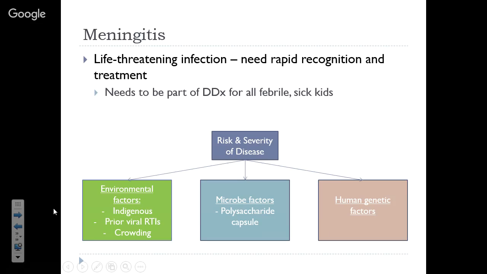Meningitis is typically a life-threatening condition, so it often needs rapid recognition and treatment. And generally, you'd want to be considering meningitis as a differential for all of your febrile and sick kids. There are various risk factors involved to determine the severity of the disease, I guess. So environmental things, genetics, and microbial factors as well.